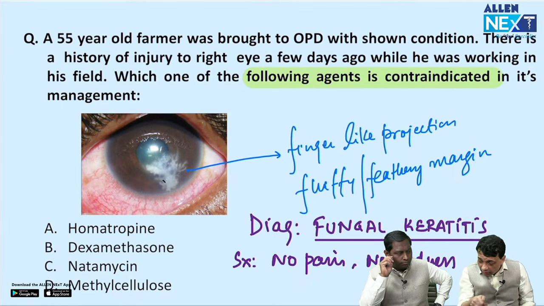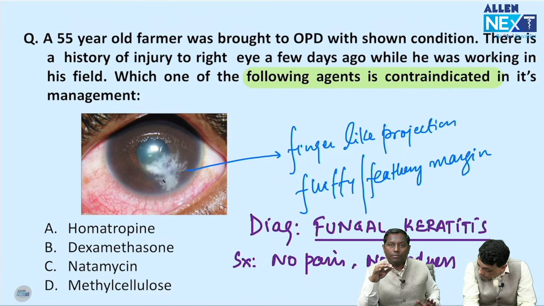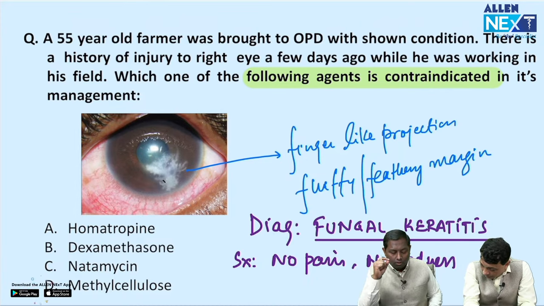So, before we get to contraindication, first, Dr. Shana, I'll ask you to tell us the drug of choice here, then we'll talk about contraindication. Actually, sir, the drug of choice in this scenario is always going to be natamycin. Why so? Because this is the only agent that is available topically. And the question is actually asking about contraindication.